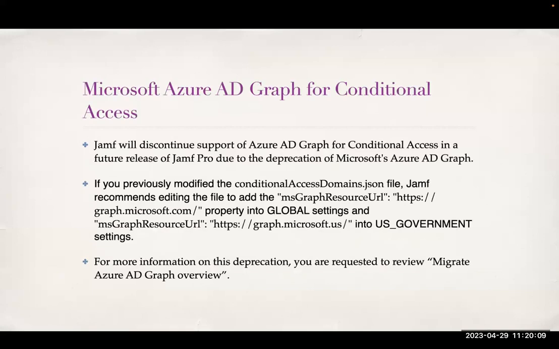Microsoft Azure AD Graph for conditional access. And yes, Jamf will discontinue support for Azure AD Graph for conditional access. This is purely because we are moving out of conditional access and going towards device compliance. So if Intune conditional access is no longer supported, obviously Azure AD Graph for conditional access will no longer be supported. It is deprecated in Jamf Pro.